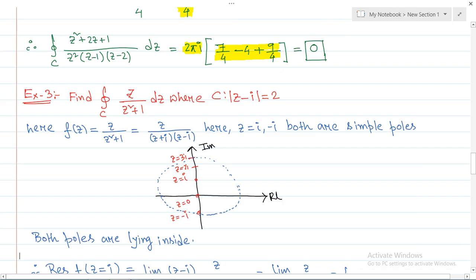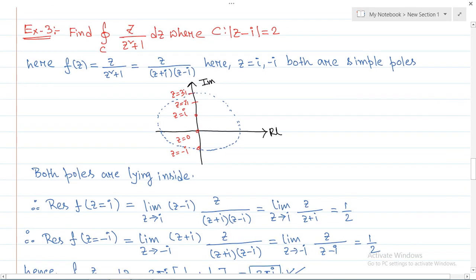We have to find the value of the integration over c of z upon z square plus 1 dz, where c is the circle mod of z minus i equals 2. Here the denominator z square plus 1 can be factorized into 2 parts, (z plus i)(z minus i). If I put z equal to i or minus i, the denominator is going to be 0. Both the powers of the factors are exactly equal to 1, so z equals i and minus i are both simple poles.